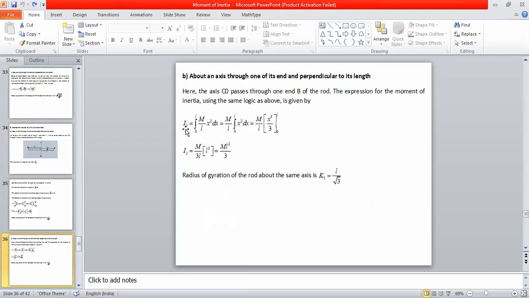So the moment of inertia I becomes the integral from 0 to L of m by L times x square into dx. This is the same old expression, m by L into x square into dx, the moment of inertia of the small portion, and now we are integrating. As the axis of rotation is passing through end A or end B, whatever it is, the integral limits are no longer from minus L by 2 to plus L by 2, it is 0 to L.